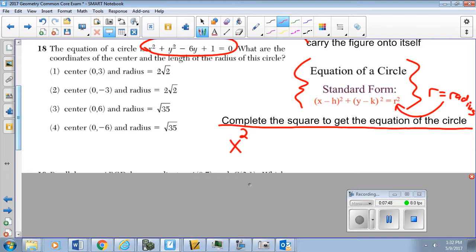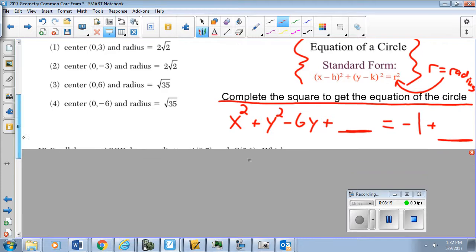So the first thing we're going to do is subtract this 1 on both sides. So we're going to have x squared plus y squared minus 6y. I'm going to have you leave a space right here, and we're going to fill in a number there to do this process of completing the square. And then we're going to have equals -1. And we're also going to add something over here.